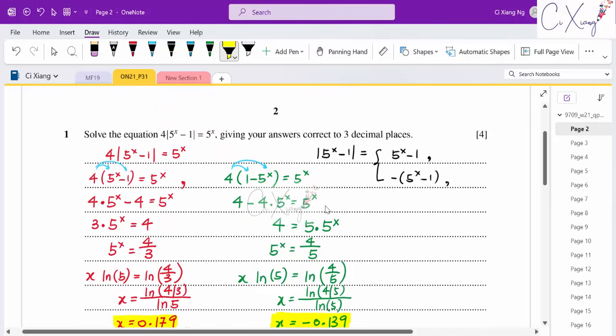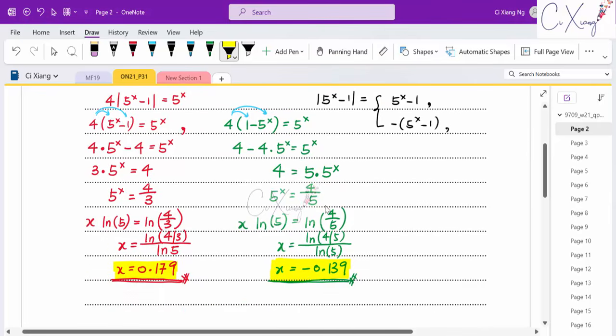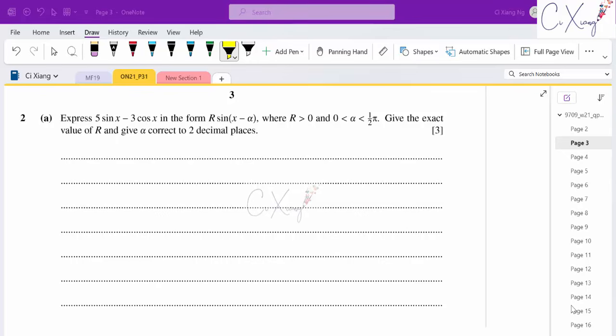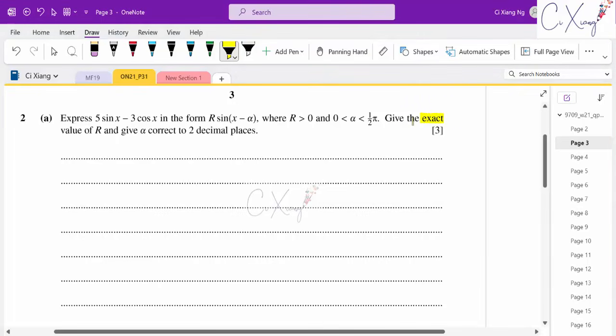Okay, so this is how we solve question number 1. Okay, so question number 2. We have this expression. They want us to express 5 sine x minus 3 cos x into this form, R sine (x minus alpha). R is a positive value and alpha is from 0 until pi over 2. So give the exact value of R. Highlight the keyword: exact value of R. And alpha is corrected to 2 decimal places.